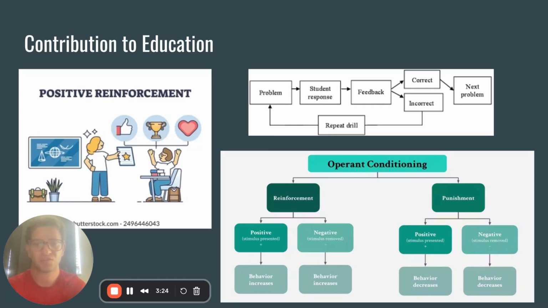Operant conditioning was also developed by a different psychologist named Skinner, who built on and expanded the law of effect. Skinner continued to work on this following what Thorndike did for the law of effect.